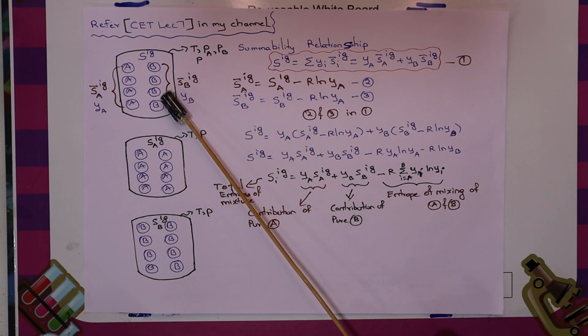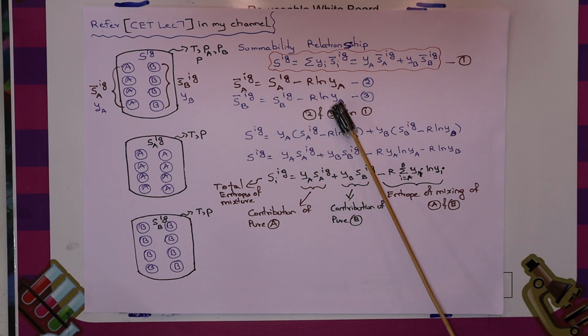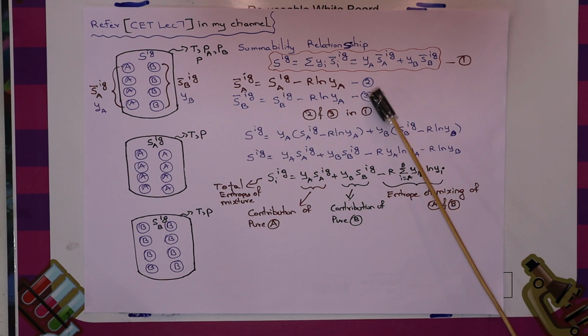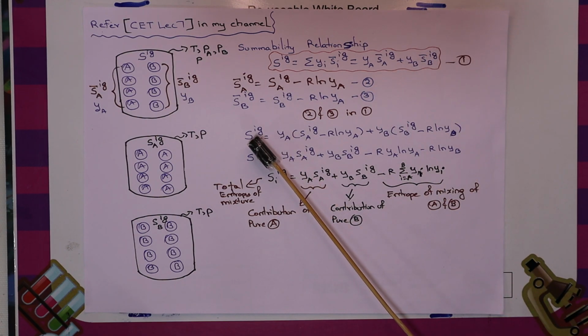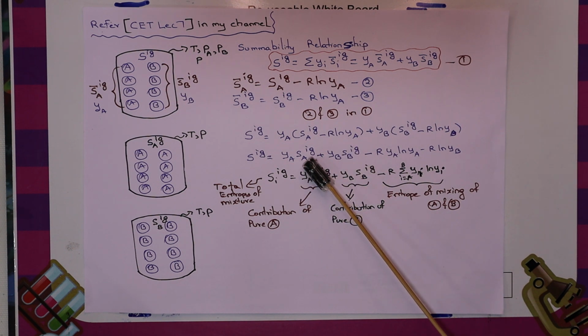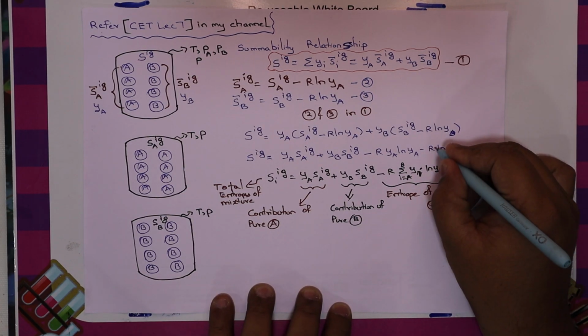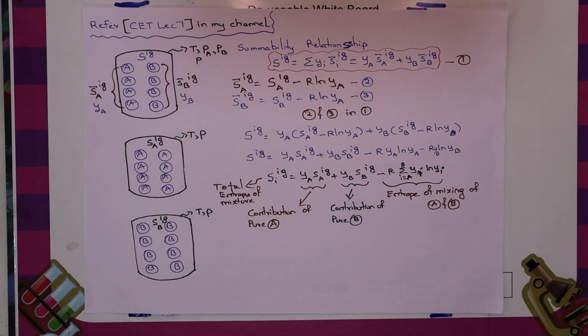And if you want to calculate S-bar_B^ig, this is the equation. S-bar_B^ig is equal to S_B^ig minus R ln y_B. So simply put equations 2 and 3 in 1. So you get total entropy is nothing but y_A into S_A^ig plus y_B into S_B^ig minus R y_A ln y_A minus R y_B ln y_B. So therefore, if you put this in the sigma relationship, you get R into sigma y_i ln y_i.